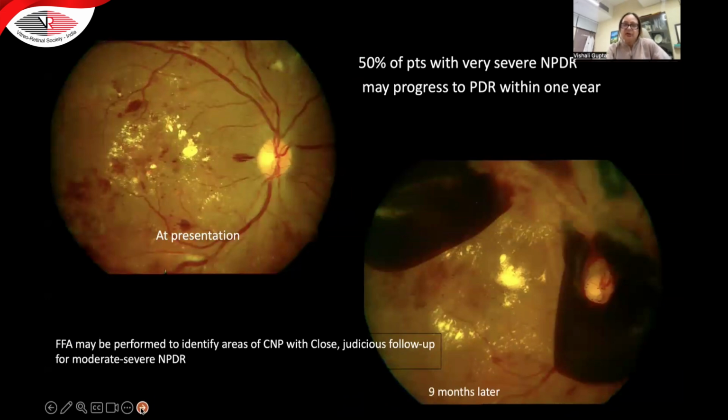50% of the patients who have very severe NPDR will progress to PDR over the next 1 year. Now, you see here, this is the photo at presentation which has severe NPDR, but within 1 year, you see all the large hemorrhages, because now it has developed into proliferative diabetic retinopathy. So, if you're suspecting advanced NPDR, very close judicious follow-up is required, and you may even want to do angiography to look, as there may be some new vessels somewhere.